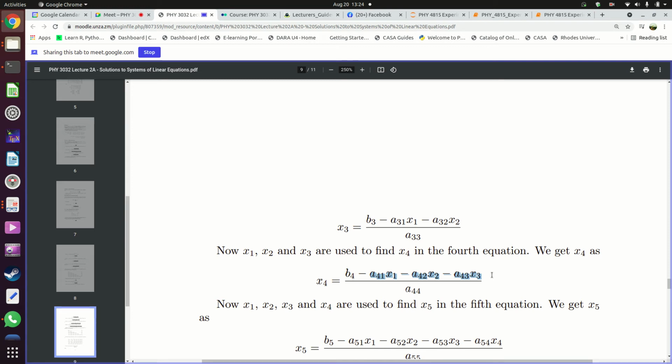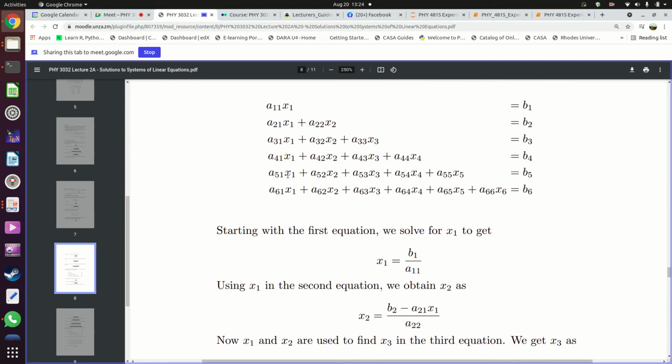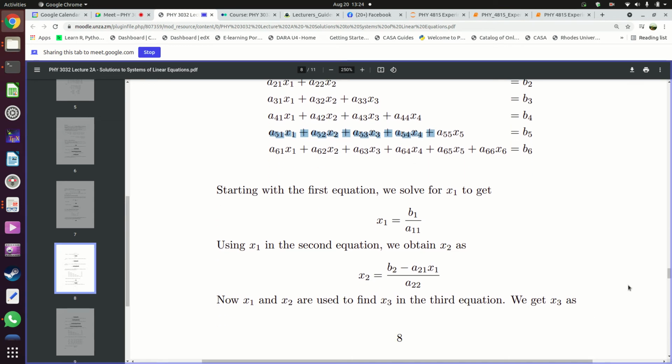Yes. For the other term here, the x5 term, if you move these terms to the other side, then you divide by a55, you're going to have b5 minus a51 x1 minus a52 x2 minus a53 x3 minus a54 x4, divided by a55. We are doing a subtraction from b4, b5.